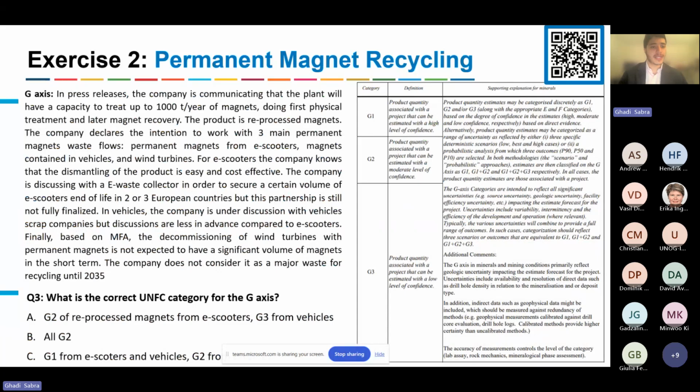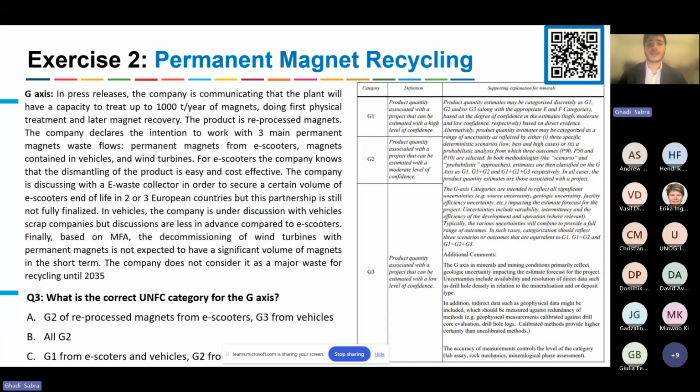Now for the G axis. In press releases, the company is communicating that the plant will have a capacity to treat up to 1,000 tons per year of magnets, doing first physical treatment and later magnet recovery. The product is reprocessed magnets. The company declares the intention to work with 3 main permanent magnet waste flows: permanent magnets from e-scooters, magnets contained in vehicles, and wind turbines.